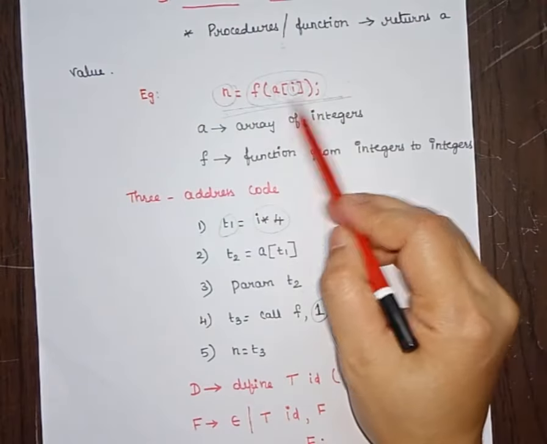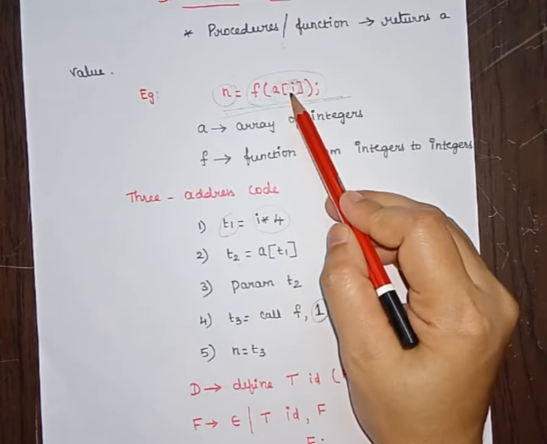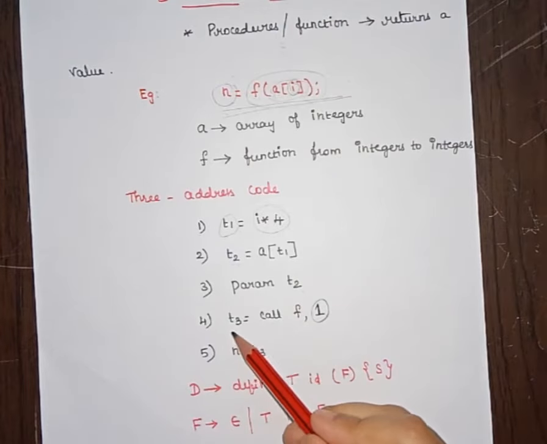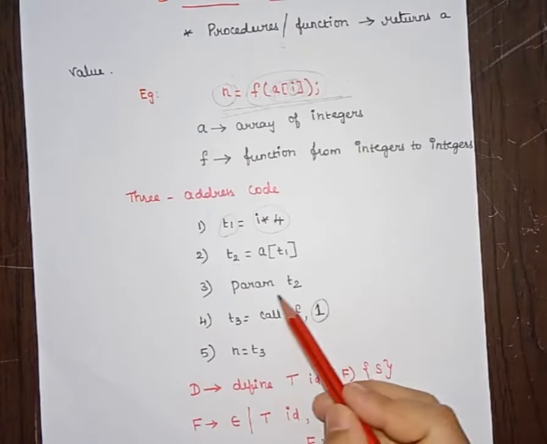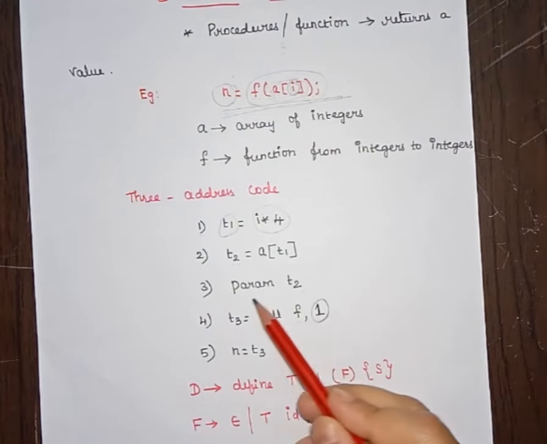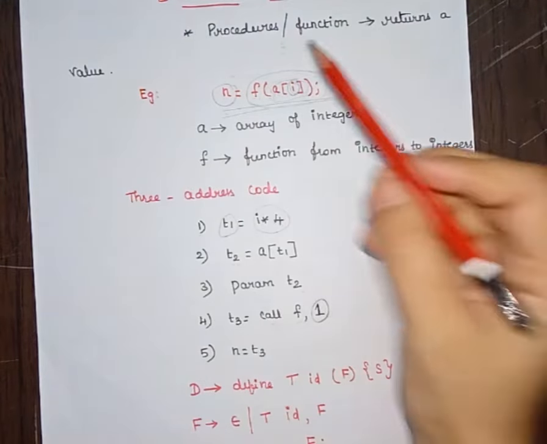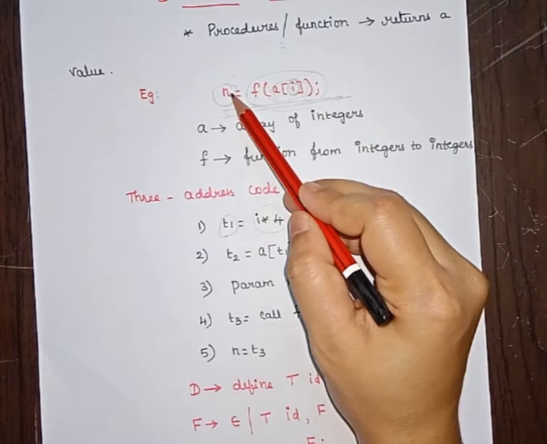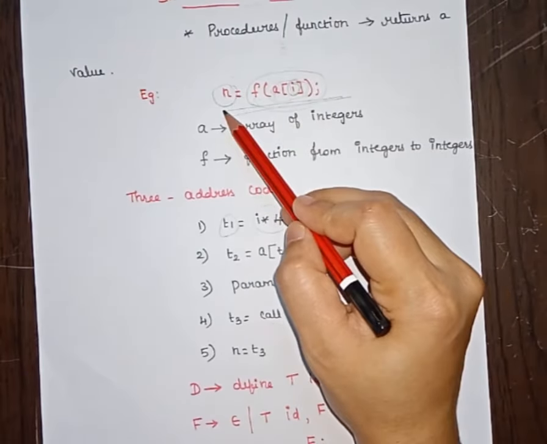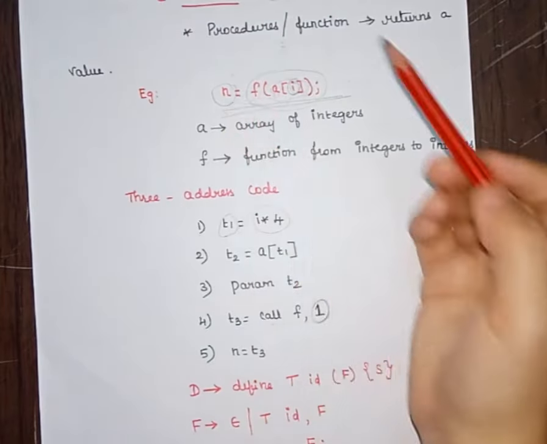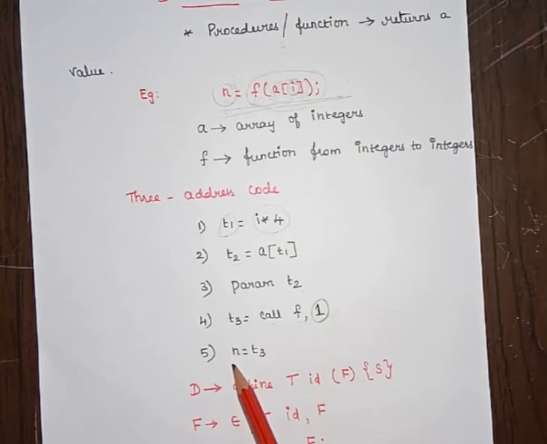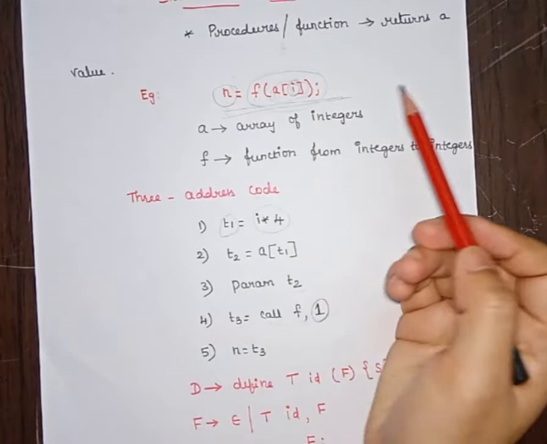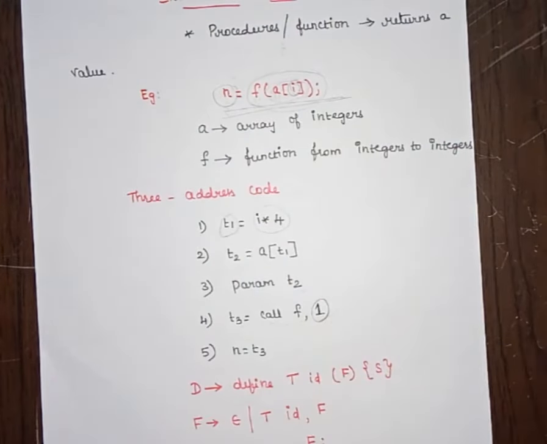So here we have only one parameter. We are passing only one parameter here. So here we are calling it as call f comma 1, which is again the calling function will return some value, and that return value will be stored in t3. Now we have the expression n is equal to this function. So this return value will be stored in n, that is assigned to n. So here we are assigning t3 to n, right? So this is the 3 address code for this given function call.